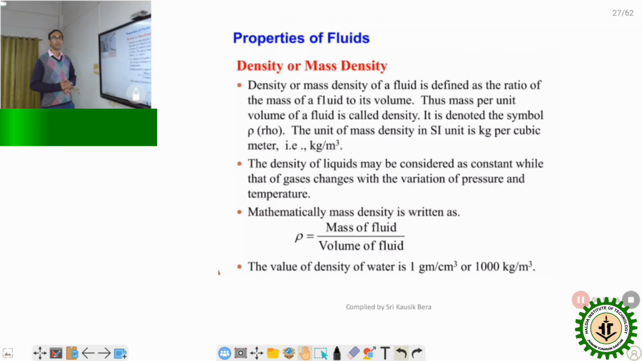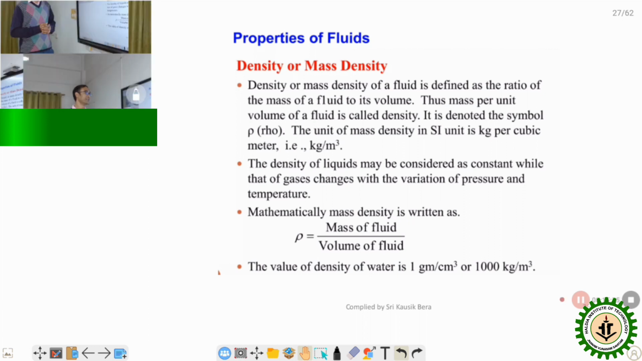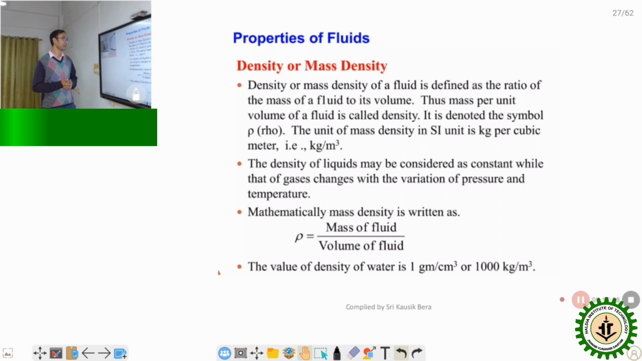So all of you know the basic property of a fluid, density. You can say the mass density. Mathematically this is mass of fluid by volume of fluid. So density or mass density of a fluid is defined as the ratio of mass of a fluid to its volume. The SI unit of density is kg per cubic meter, and we denote it as rho.